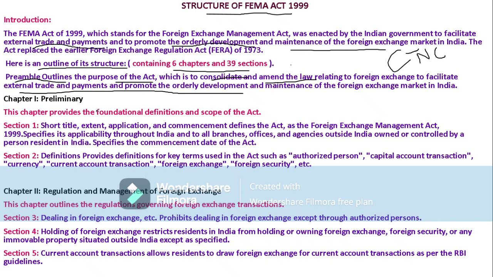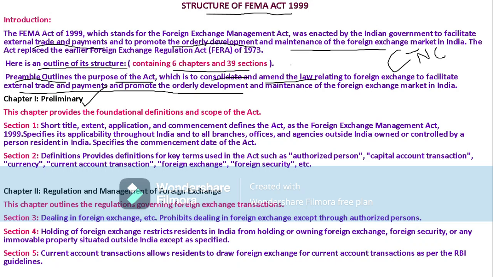The first chapter is regarding the preliminary aspects. What are those preliminary aspects? Initial things are known as preliminary or primary aspects. So the first chapter is regarding the primary aspects of the structure of the FEMA Act. Generally, what will be there in the primary aspects? The name or title of the act, and the definition of the act.